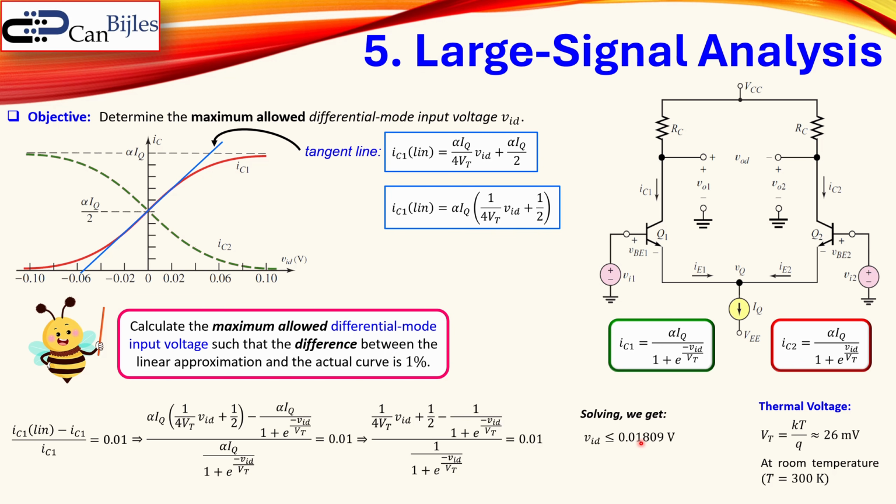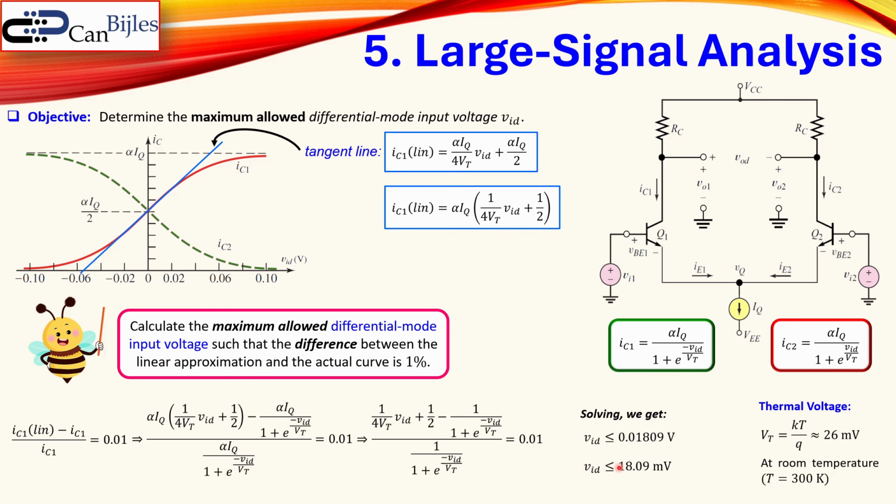0.018, actually 18.09 millivolts. So my first estimation from this graph was just 0.02, so 20 millivolts. In this case, I get only 18 millivolts. This is if you accept 1% error. If you, for example, accept 1.5% error, you might, of course, increase this. So that depends on how much error you're allowing. If you tolerate or allow for more error, you also get a larger VID.